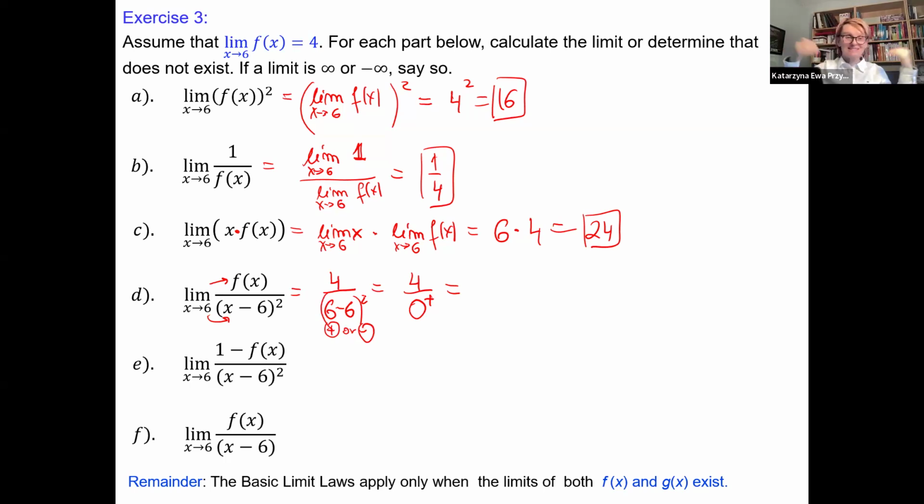What is a constant over a small number? It's a big number, of course. I can rewrite it like this because I like to say 1 over small. It's a big number. That means it's actually a big number. Okay, let's say this: infinity. Yes, nice limit. Okay, what about E? What will be the answer for E? Please tell me.